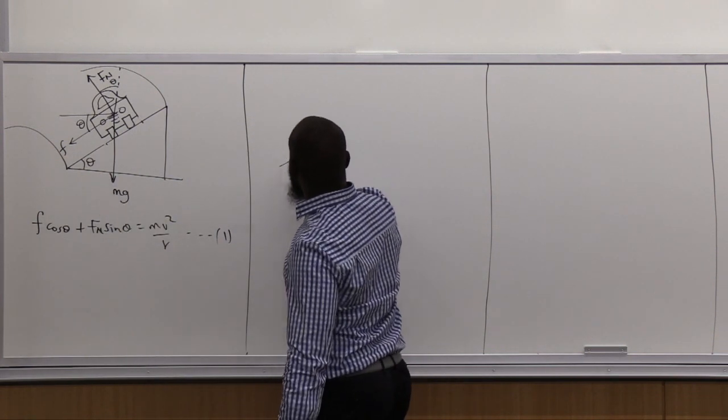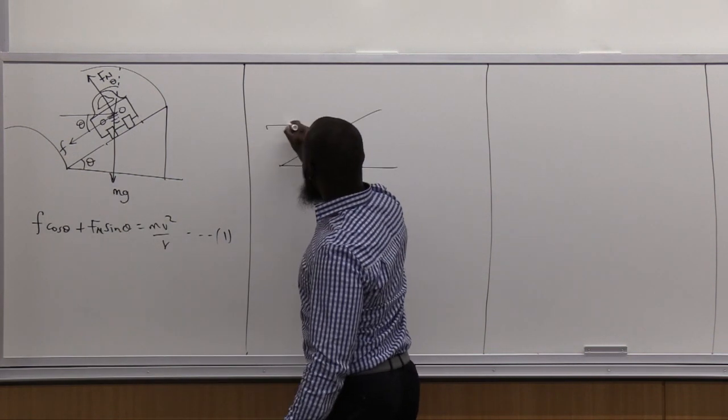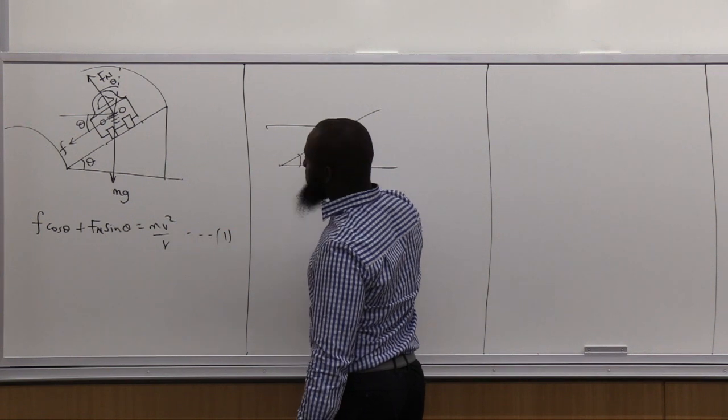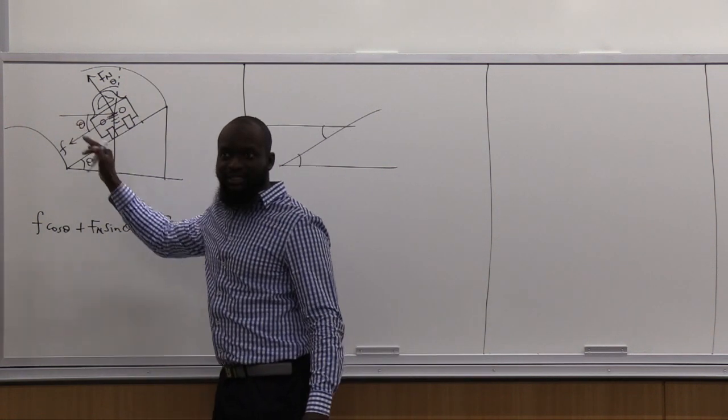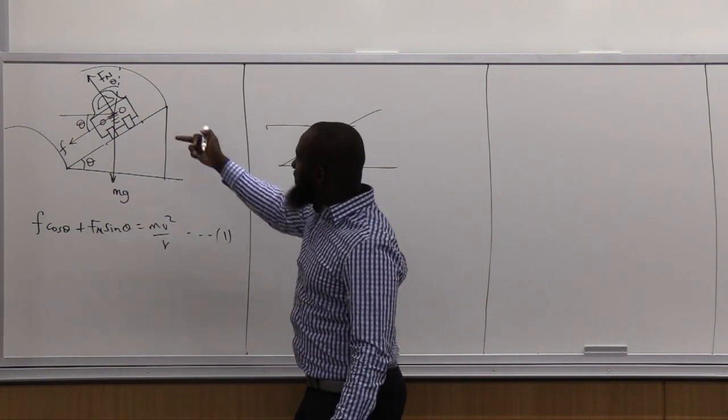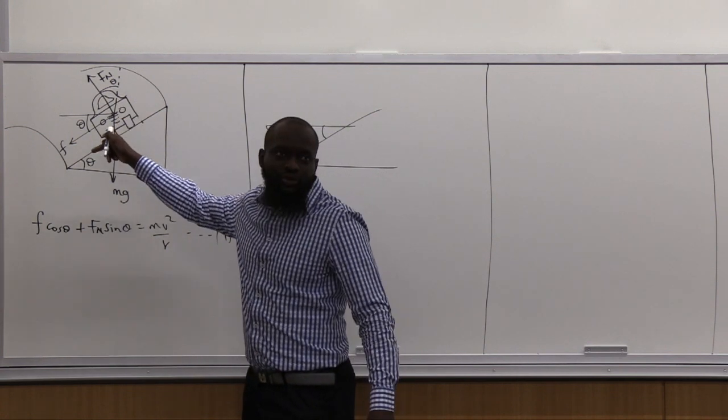So what I did is this: if I have any line coming like this, this theta and this theta are the same. That's what's happening here. But the line didn't touch the inclined plane, so you wouldn't know.